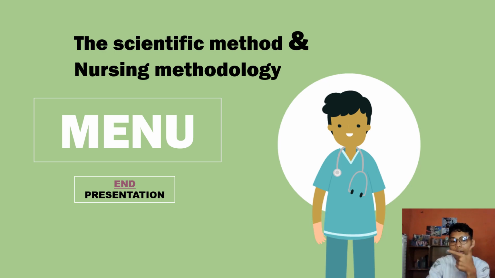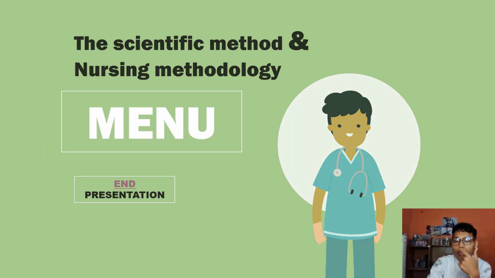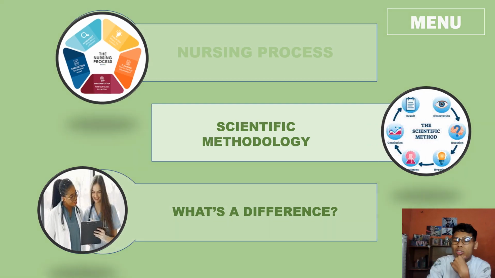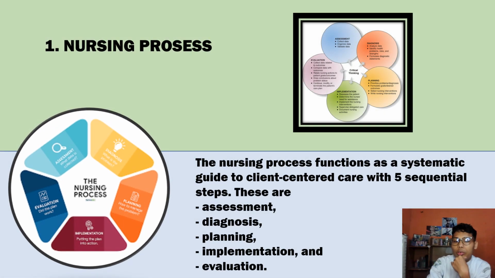Okay, next. So the first one we discuss is the nursing process. So what is the nursing process? I think the nursing process functions as a systematic way to client-centered care with five sequential steps. These are assessment, diagnosis, planning, implementation, and evaluation. I will discuss these five sequential steps in the next presentation.